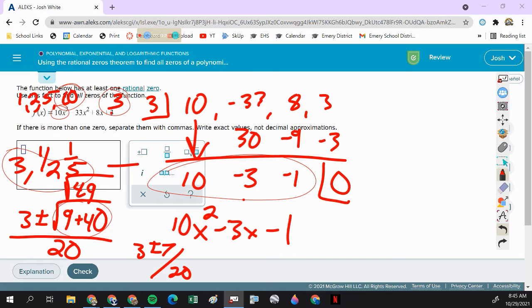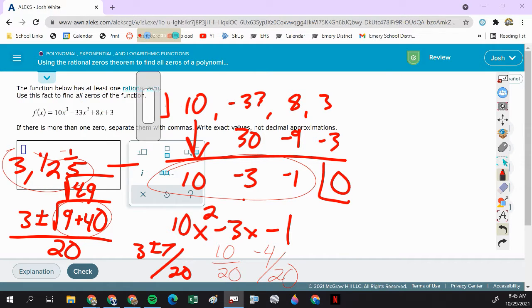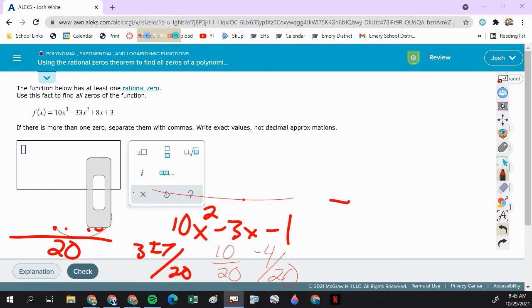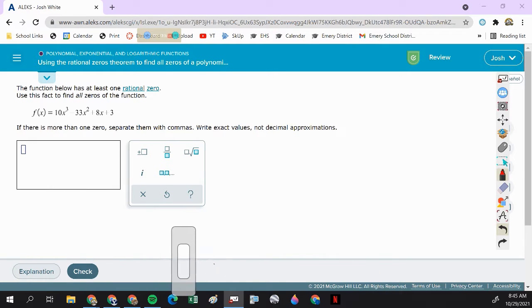Did I lose somebody? Okay, sorry. So 3 plus 7 is 10, and 10 over 20 is 1/2. 3 minus 7 is -4. So it should be negative. Thank you. It's a good thing this isn't recording, so my future classes will never know how bad I am at math.